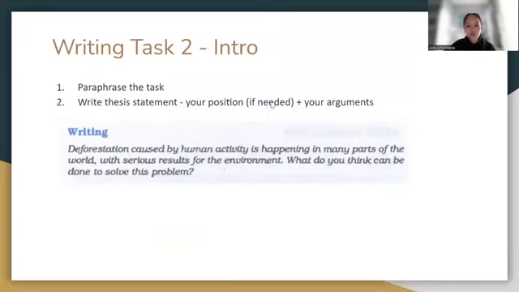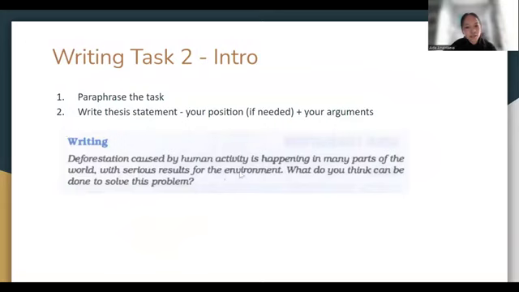Okay. So first, we are going to quickly write our introduction, which is paraphrasing. So the first sentence, we should paraphrase it. And second, we are going to write our thesis. Here we don't really need a position because we're not asked our opinion. We're going to just write the arguments. So first, you paraphrase this, and then you state that the main reason behind deforestation is overconsumption. Therefore, to solve it, for example, people should start being aware of their shopping habits and maybe start using electronic devices more. So that's going to be your arguments. Is it clear how to write the introduction?